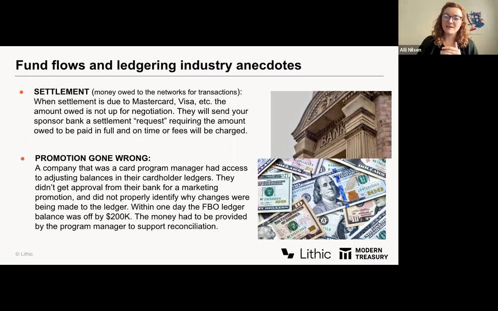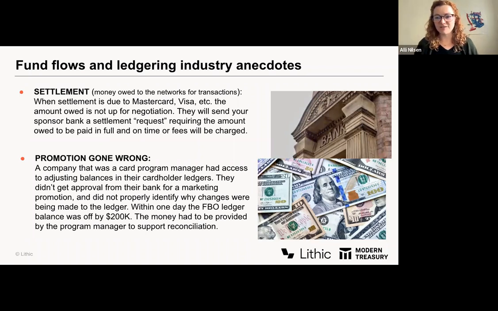And suddenly the ledger has a surplus of 200 grand and the FBO did not match it. And the bank is sitting there wondering what's going on with reconciliation. And that card program was not prepared for how popular this promotion was going to be, and then had to come up with the 200K. Doing moves like this can definitely end in your relationship with that bank souring.